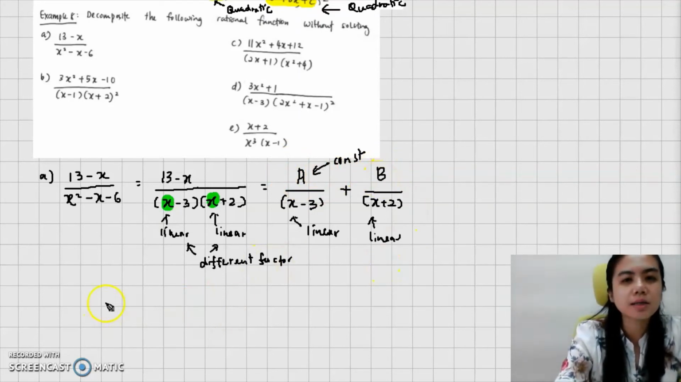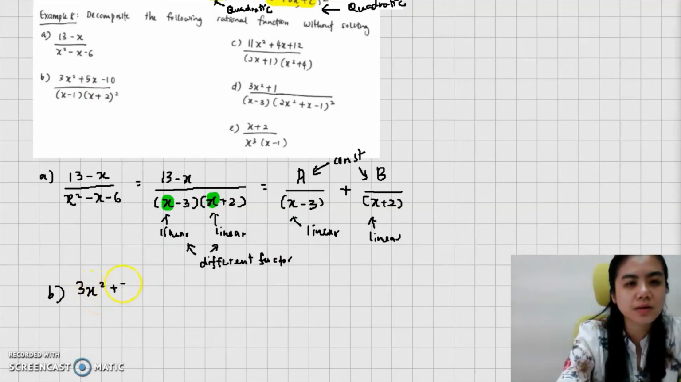Okay, let's look at this one in sequence also. Let's look at the b. The b that we have here is 3x squared plus 5x minus 10.